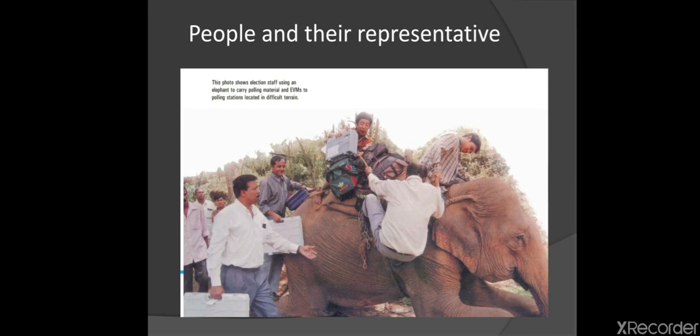I fear this person doesn't fall down. So, these are all the kinds of difficulties that come up where elections have to take place.